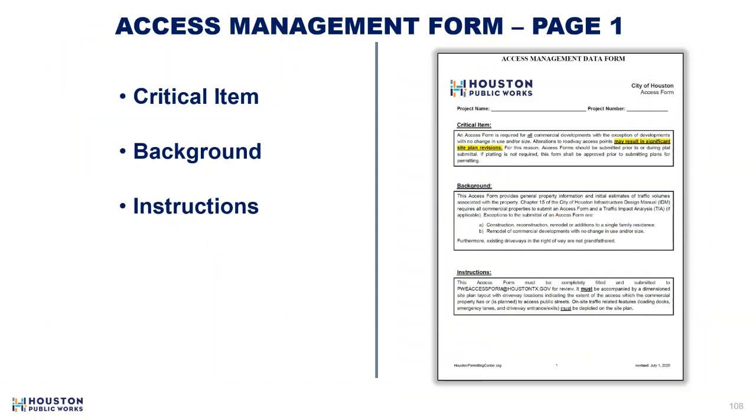Wanted to go over the new access management form that is posted online now. It is a 3-page form outlining the fact that this is a critical item during your design process, and to get this submitted to the city as soon as possible. So you have 3 sections: the critical item section, the background, and instructions. The instructions tell you how to submit the form, the background tells you why the form is important, and again, highly stresses the criticalness of this form.